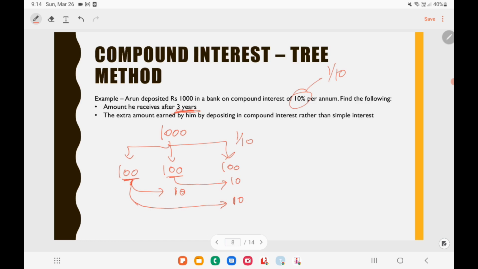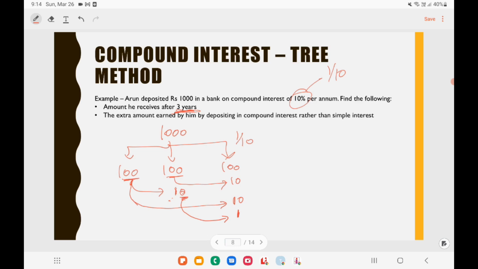Okay, now in the third step, you need to multiply this 10 with 1 by 10 and write it here. That means 1 by 10 into 10 is 1. So you need to write like this. So this is a little bit confusing. If you are getting 2 years, you can use the tree method. If you are getting 3 or more years, I would suggest you use the next method. I'll be teaching the next method soon. But anyway, I'm going to tell you how to do this type of question in the tree method as well.